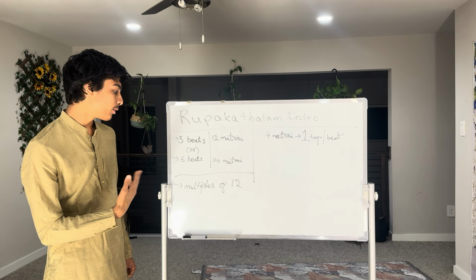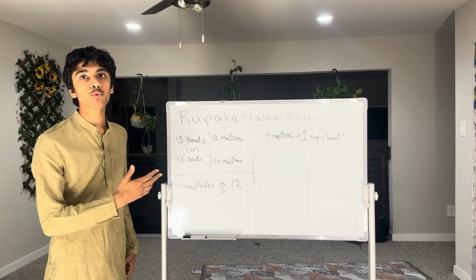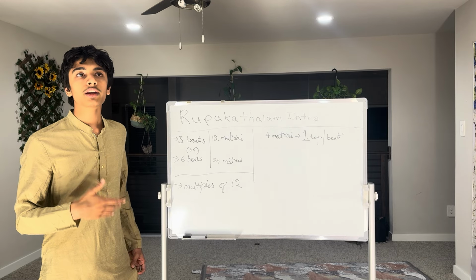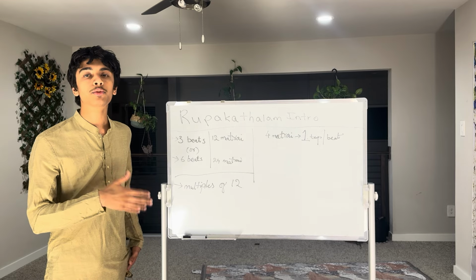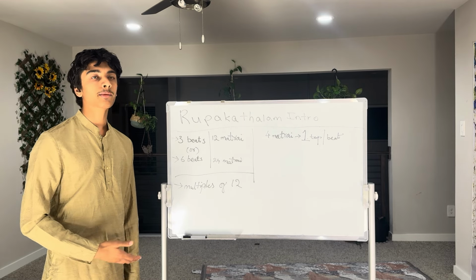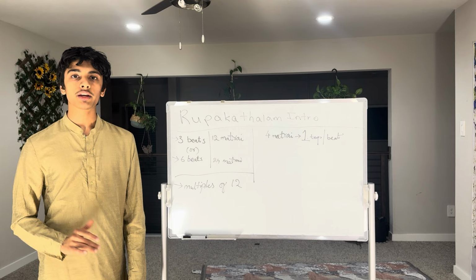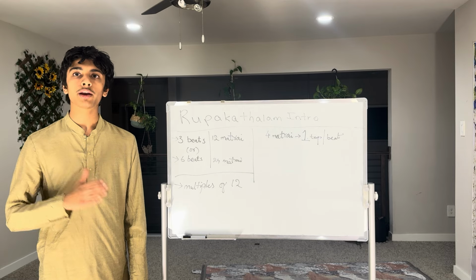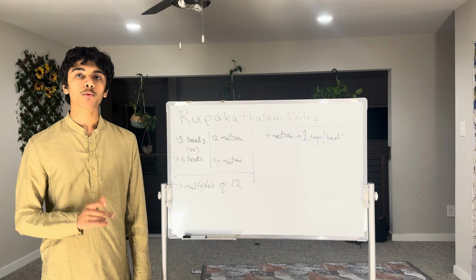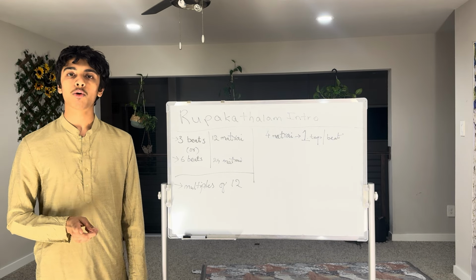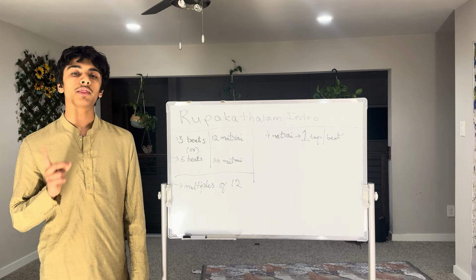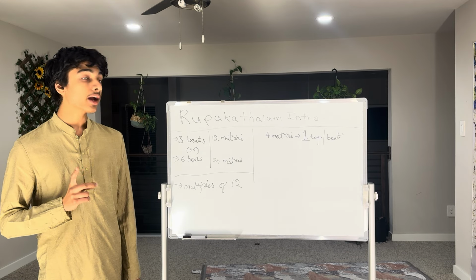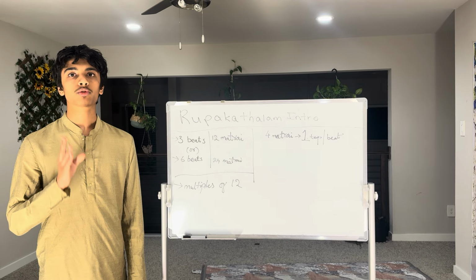And this is why we use multiples of 12 when looking at Rupakatalam, because you can't divide it evenly enough, because if you keep dividing, you'll get an odd matre. And odd matre doesn't split evenly, because then you would get a 2 and a 1. And you can't have a 1 matre, because that rule always applies. It doesn't matter what type of talam, but that rule always applies. Which is why we always need multiples of 12.